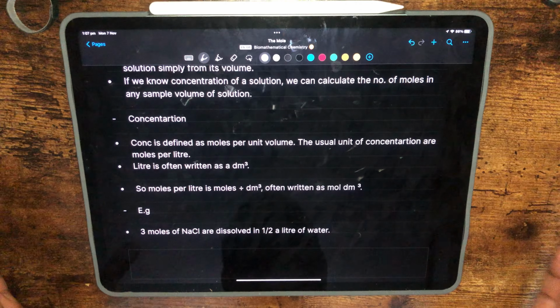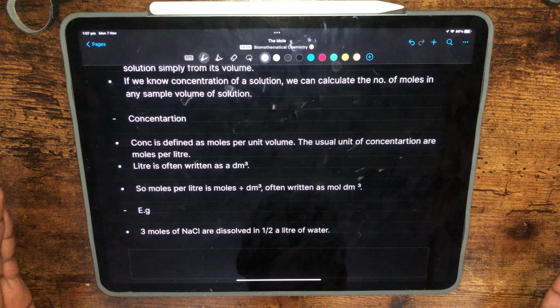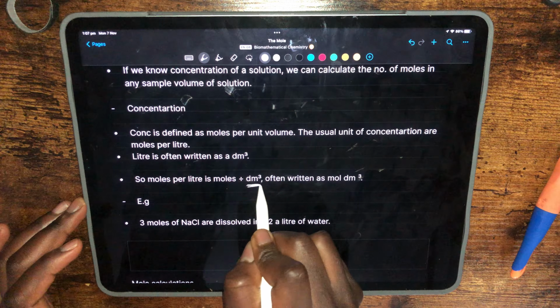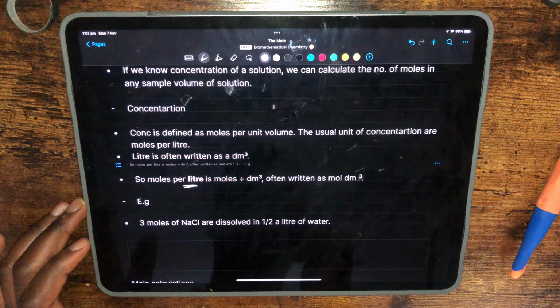A lot of these questions require you to use more than one equation to get your final answer, right? So concentration is defined as the moles per unit volume. The usual unit of concentration is moles per liter, and liter is often written as decimeters cubed. In your exam, it's always decimeters cubed. They never write it as liter. It's always written as decimeter cubed, which is just the same as a liter. Often written as moles per dm cubed. That should be a -3 here. Yes, moles per dm cubed.